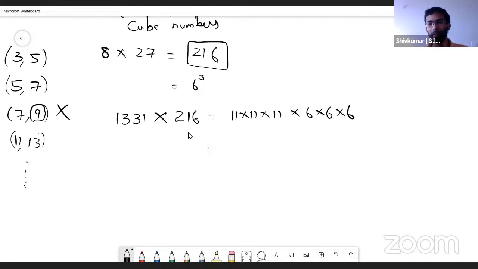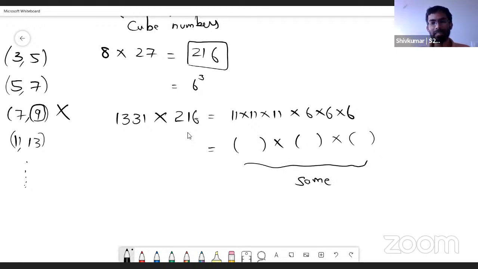Now if this is a cube, then I must be able to write this as something into something into something, and all these three must be the same. So the question is, how do you distribute these 11s and 6s into 3 baskets so that all the 3 baskets are the same? What can you do? Is it possible to distribute these 3 11s and 3 6s into 3 baskets so that all the baskets contain the same objects? Then it will be a cube, right? Then we have argued that it's a cube.